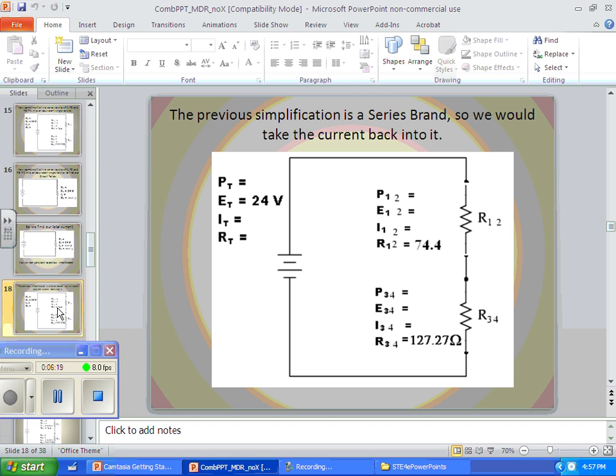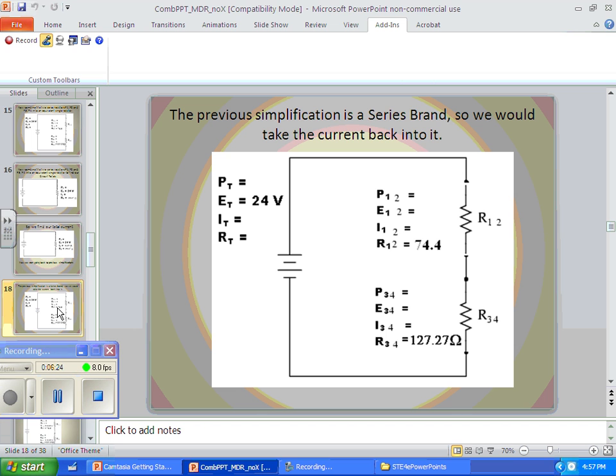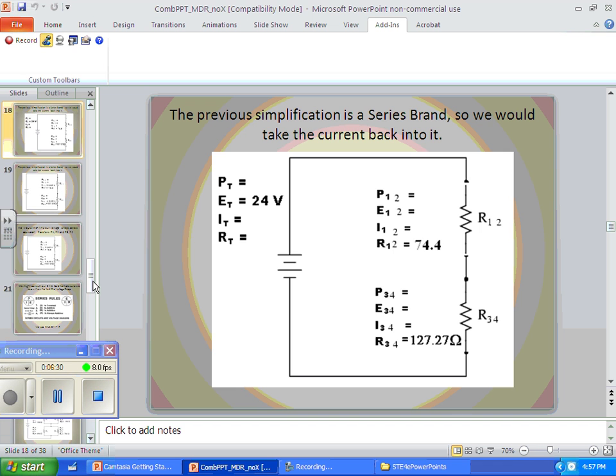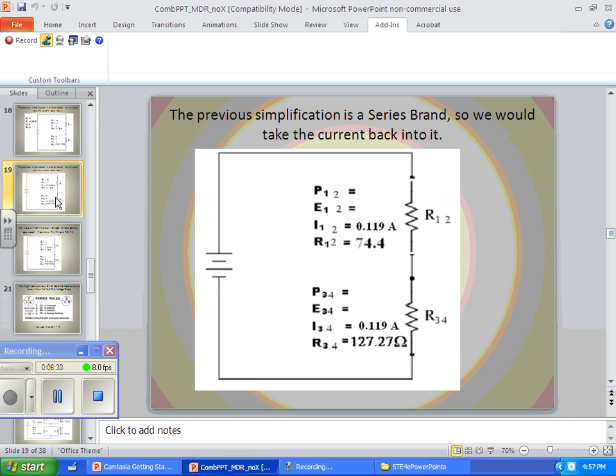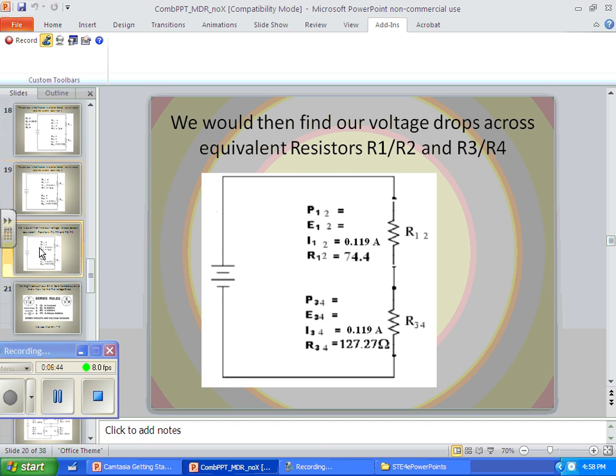So what out of that simple series circuit are we going to plug back in? We're going to go back in and take the current, because the most common thing, or most important thing, in series is the current. So we're going to plug in the current here. And here we have our 0.119 amps and 0.119 amps in both places. And then if we multiply up, we should get our voltage drops. Is that right? So our voltage drops are 0.74 times 0.119 gives us what?